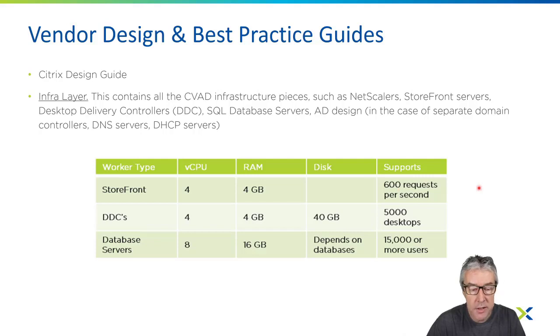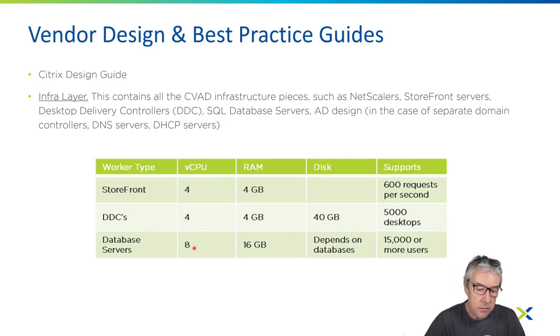So extremely scalable. Your delivery controllers, again, these are numbers from many, many years ago. I remember talking about scalability for your DDCs, and I mean, a single DDC can easily support 5,000 desktops. So a DDC, 4 vCPU configuration, 4 GB memory, 40 gig disk size.